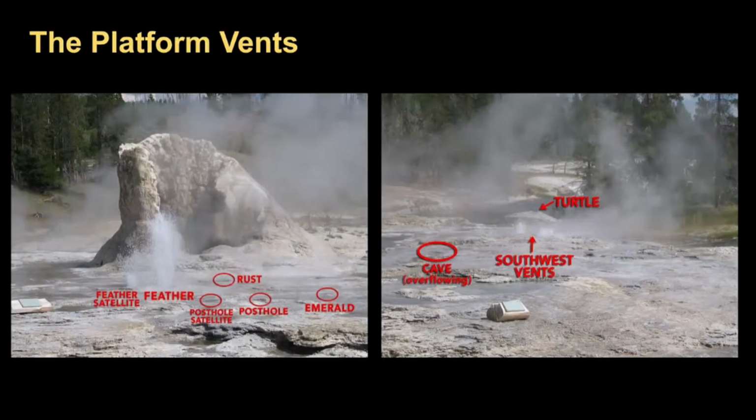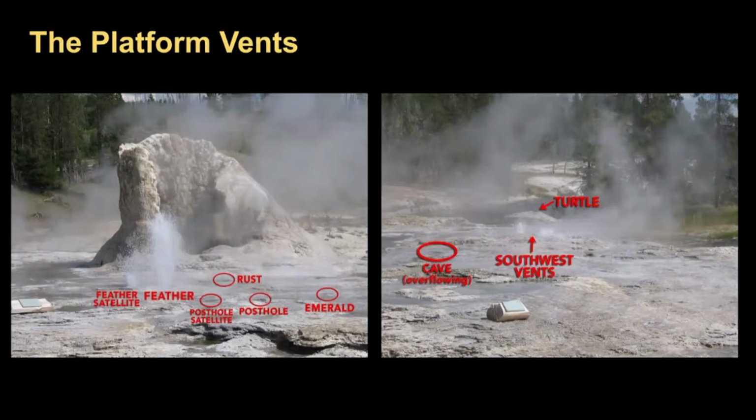On the edge of the platform is the southwest vents, which is actually a cluster of 3 vents that erupt together to about a foot. The southwest vents may start before or after Feather, and they may be active during bathtubs as well as hot periods. And then in front of Feather, farther from Giant, are three vents in a line that tend to be active in the later stages of a hot period.